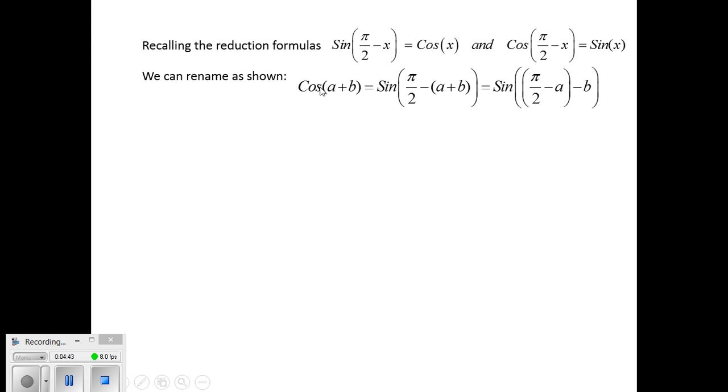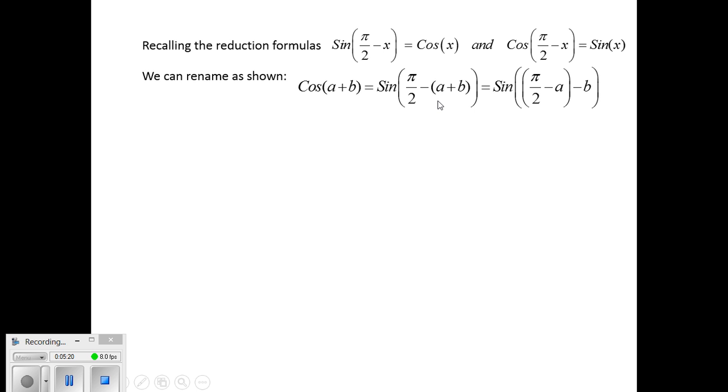So what is the cosine of a plus b? It is the sine of the complement of a plus b, which is simply pi over 2 minus the collective quantity a plus b. And I'm just going to reorient that a little bit to read, as you can see up here, sine of the pi over 2 minus quantity a plus b is going to be read as pi over 2 minus a closed quantity minus b. That's perfectly legal in doing that.